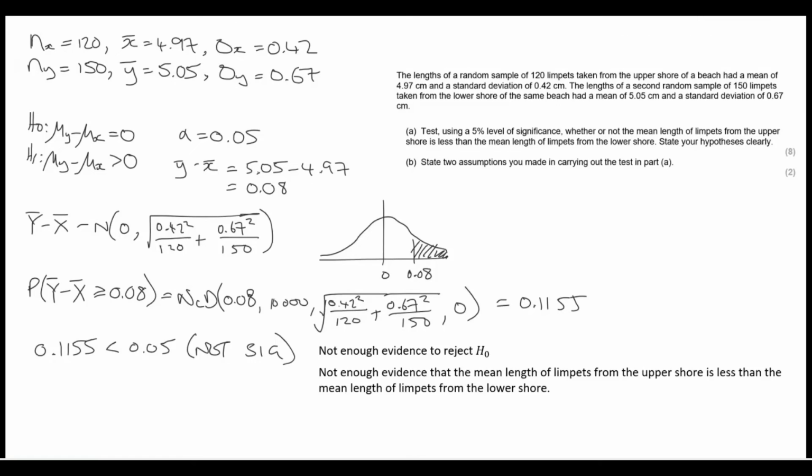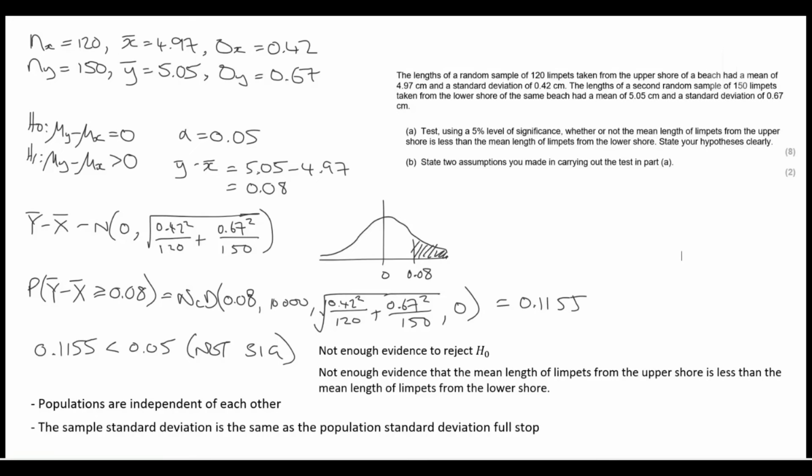So let's make our two conclusions as usual. The first one being the mathematical conclusion that we do not have enough evidence to reject H0. And following up with the contextual conclusion that there's not enough evidence that the mean length of the limpets from the upper shore is less than the mean length of limpets from the lower shore.